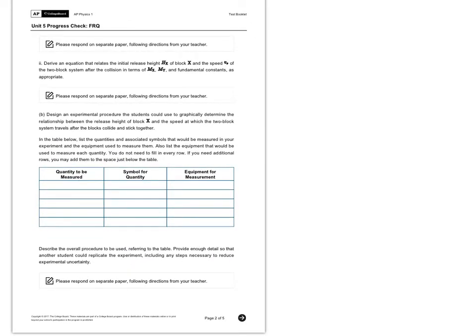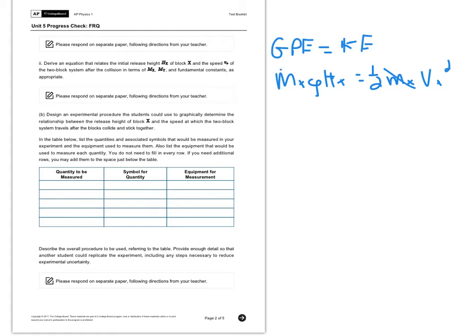Rather, A2. Derive an equation that would relate the initial release height of block X and the final speed of the system using only mx, my, and fundamental constants. So using conservation of energy and conservation of momentum, we're first going to start by saying at the top you have gravitational potential energy, and then when it gets to the bottom of the ramp you're going to have kinetic energy. So mx g hx equals 1/2 mx vx squared. mx goes away, so 2g hx, square root, that will equal vx.